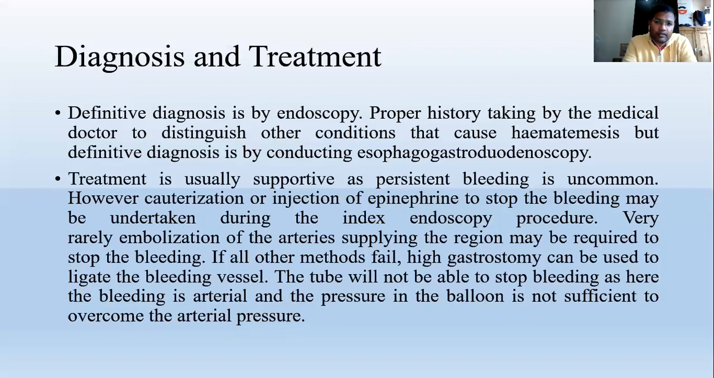Patient may have peptic ulcers. So that's why if you are doing the endoscopy, you must go up to the third part of the duodenum. That is the protocol. Once you insert the endoscope, you must go up to the duodenum. The treatment is usually supportive, because the condition is not very severe. The pain is severe, but the risk to life is not so much, because only mucosal tears are there.